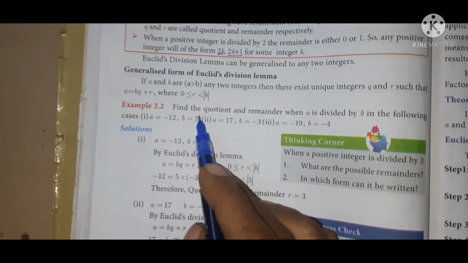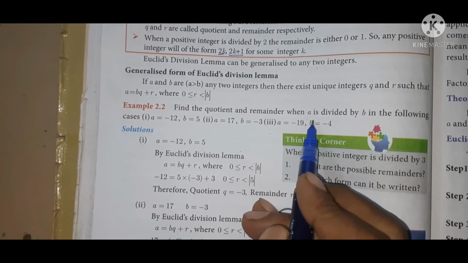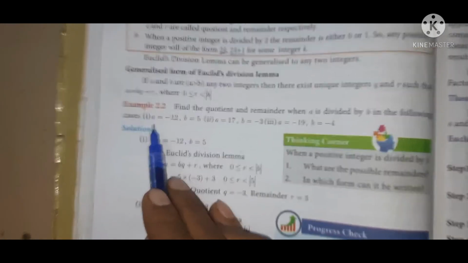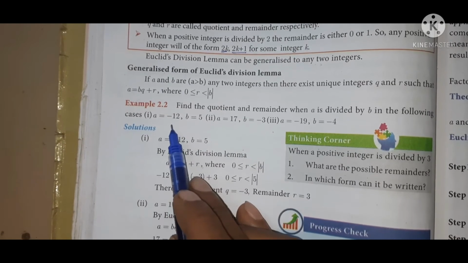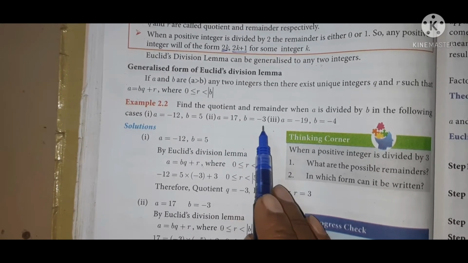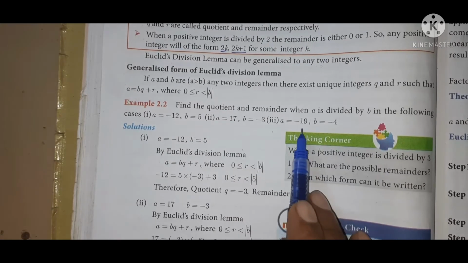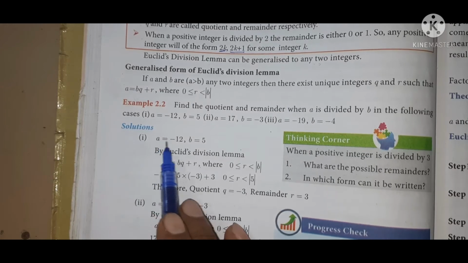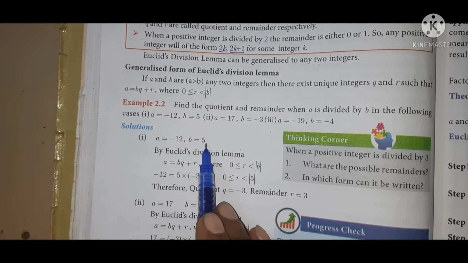Find the quotient and remainder when a is divided by b in the following cases. First, a is equal to minus 12, b is 5. Second, a is 17, b is minus 3. Third, a is minus 90, b is minus 4. First one, a is minus 12, b is 5.